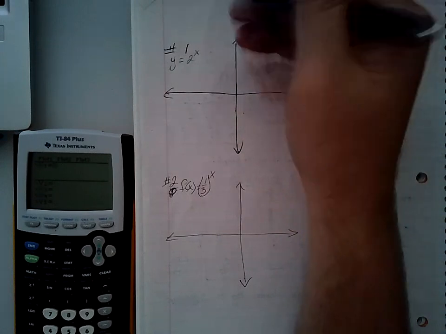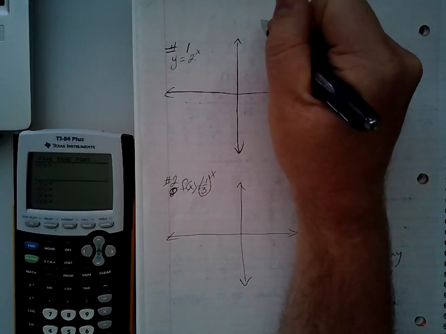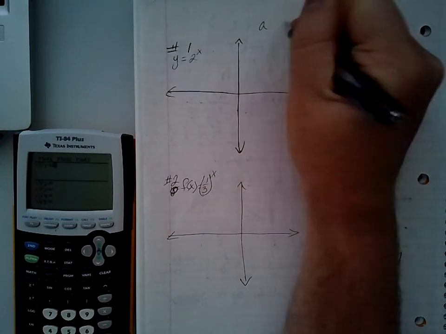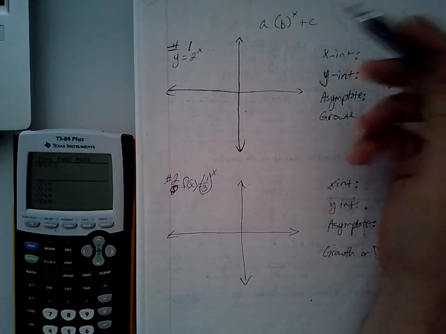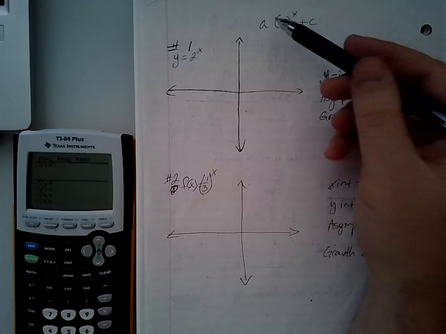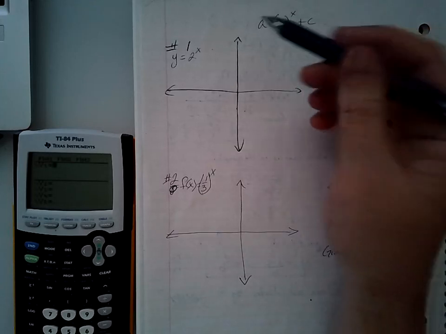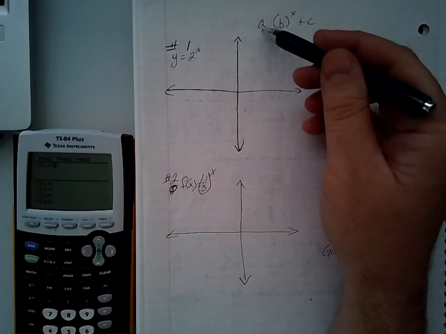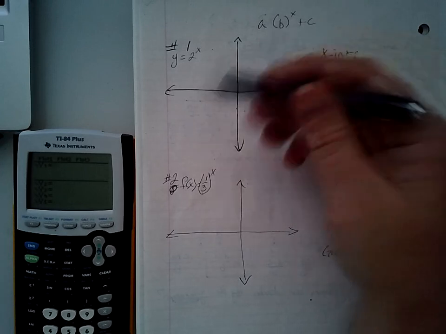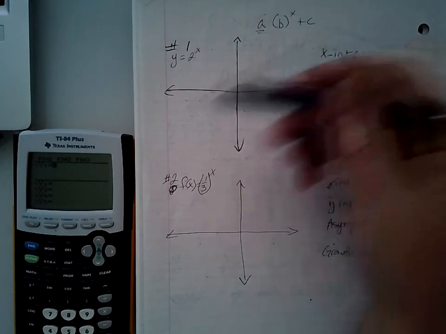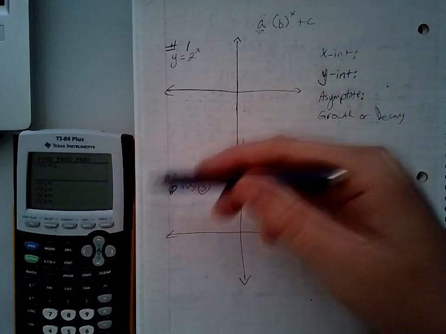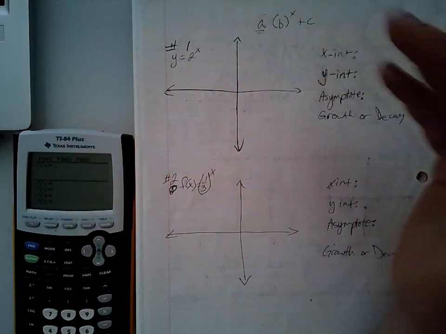If you remember, our exponential function is a times b to the power of x plus c, right? That's what we talked about before. The a shifts the graph. It can be a negative or a positive a. It can be greater than 1, less than 1. Hopefully, when we work through this, you'll be able to see what a is doing. Or you can change it on your calculator over and over again to see the effects of a.